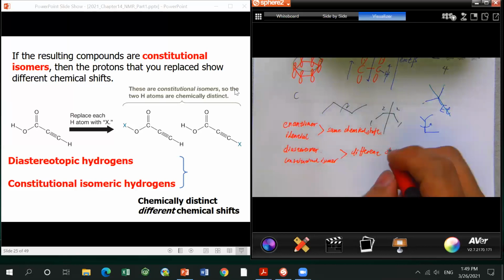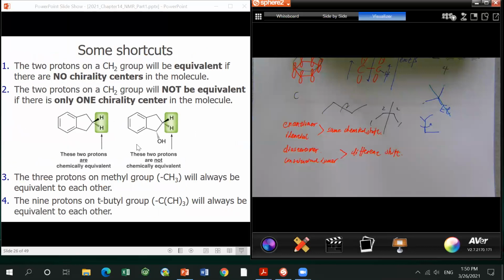That's why in chapter 7 we did a lot of practice, as you determined the relationship between two molecules: enantiomer, diastereomer, identical, or constitutional isomer. So there are real applications here, helping you identify whether these two protons have the same chemical shape or not. So in the end, that's important.